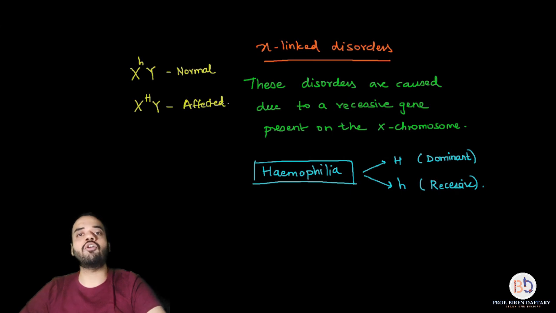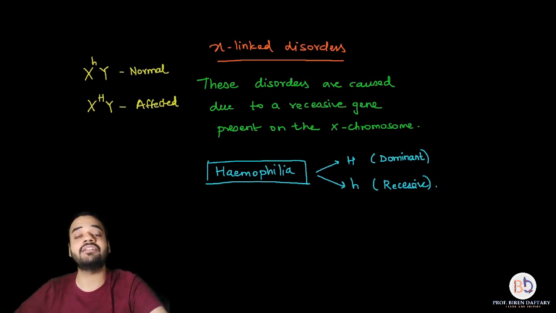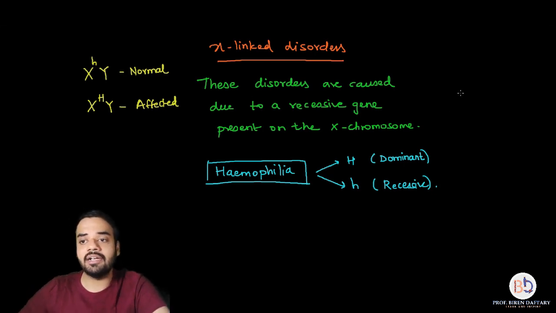Similarly, if I want to write down the genotype of a normal female, can you tell me, all those who are watching the video, what will be the genotype of the normal female and the genotype of the affected female for the same disorder? Let us write down the genotype of the female on the right hand side. So first of all, the female is having two sex chromosomes which are X and X. I will write it over here, X and X.